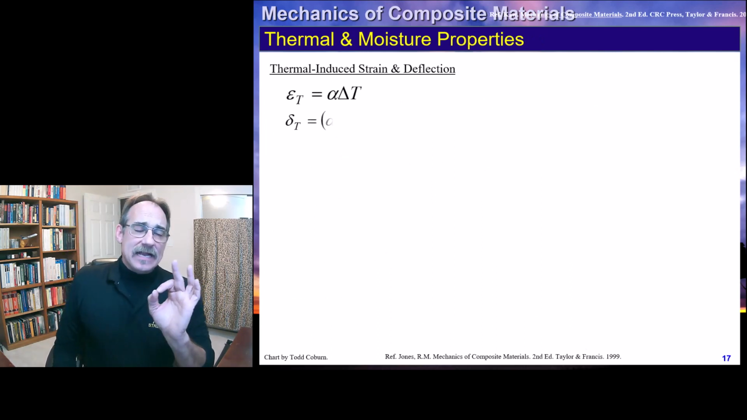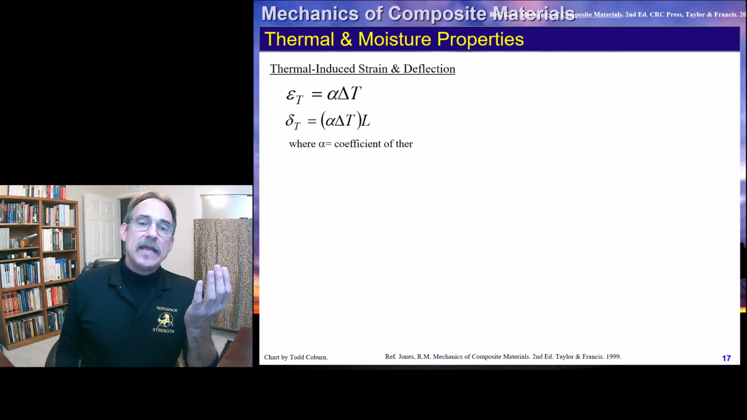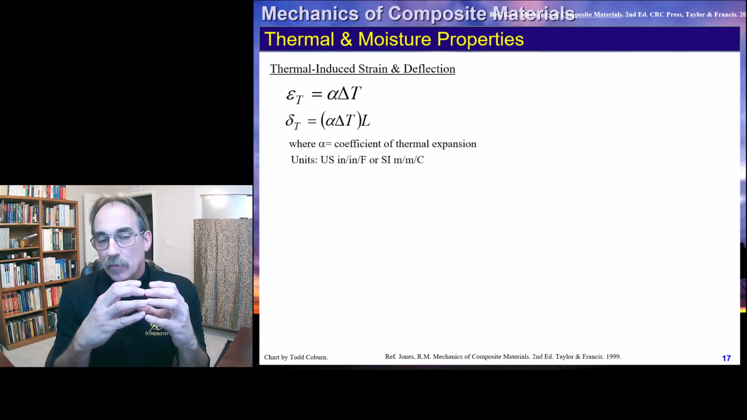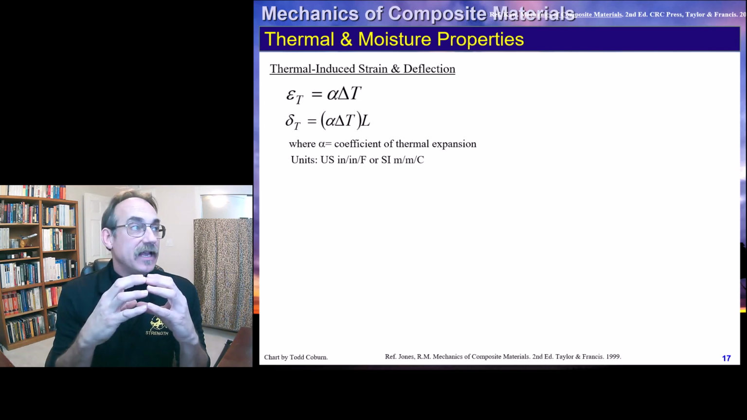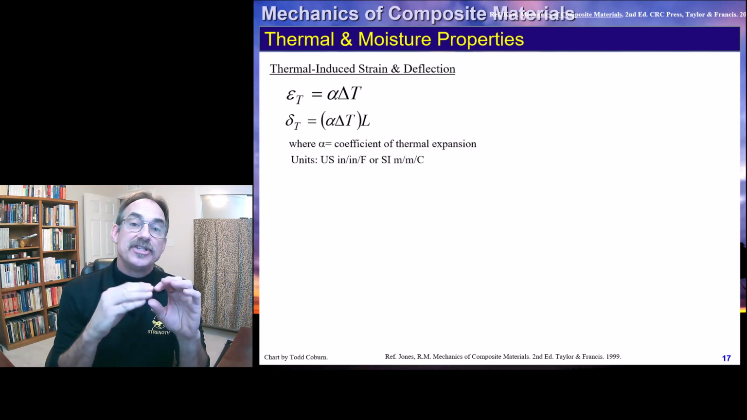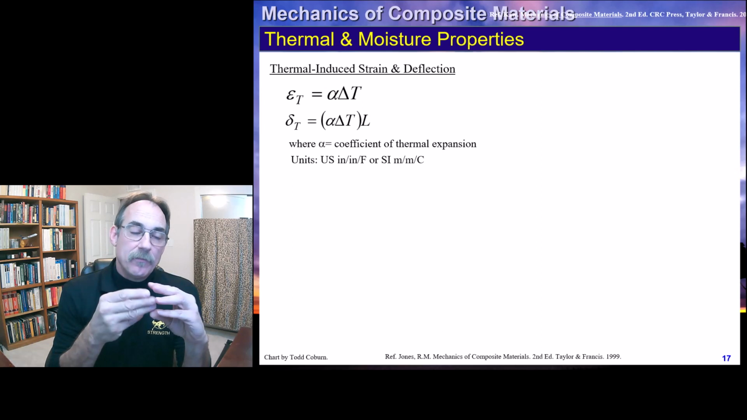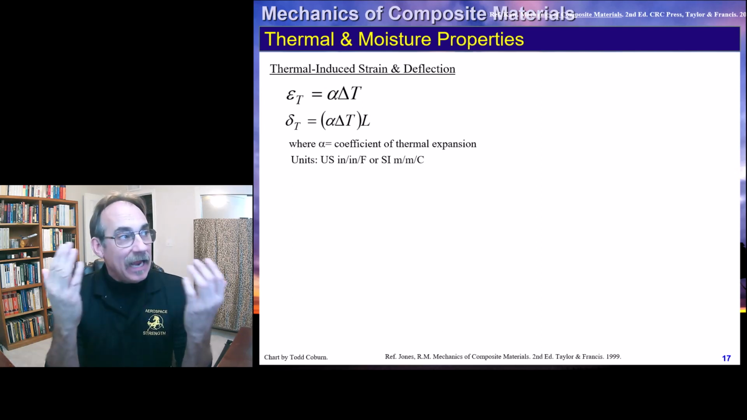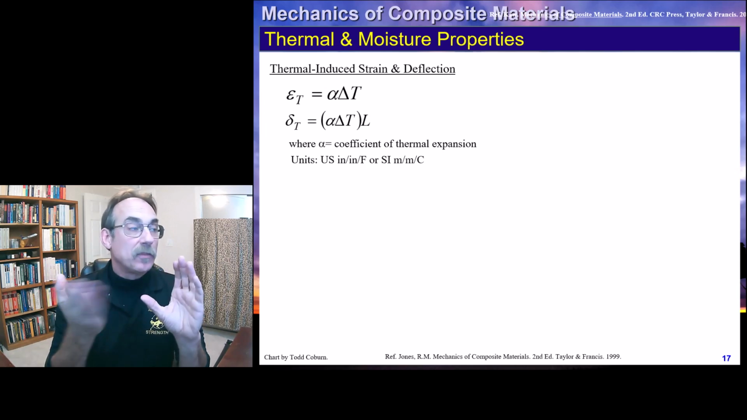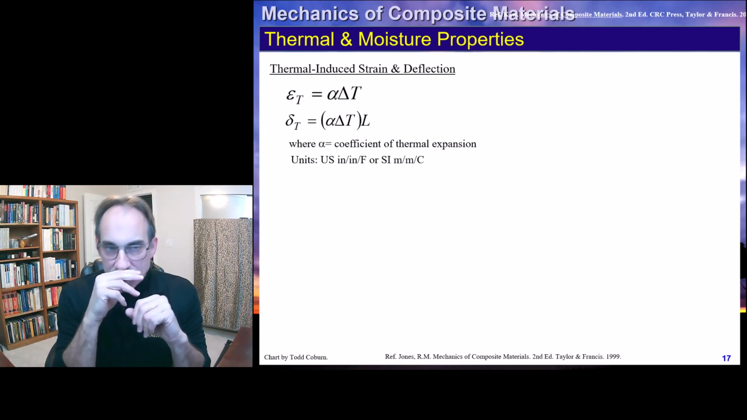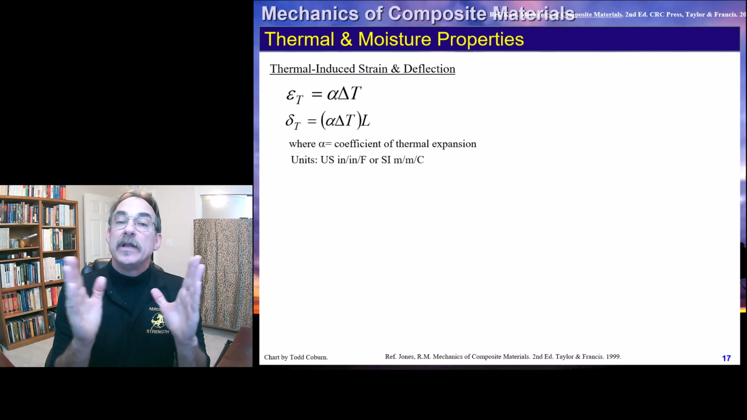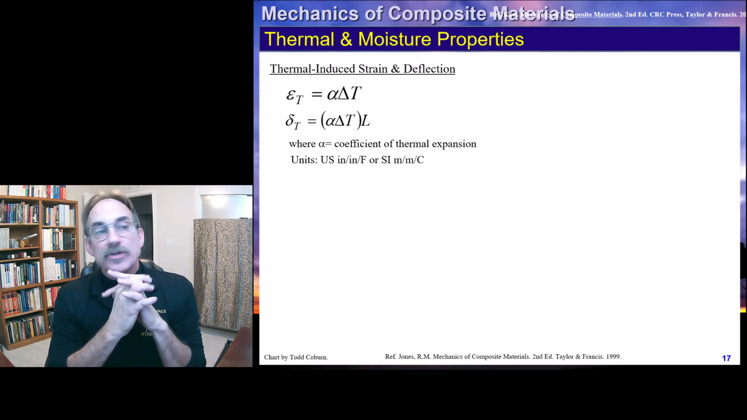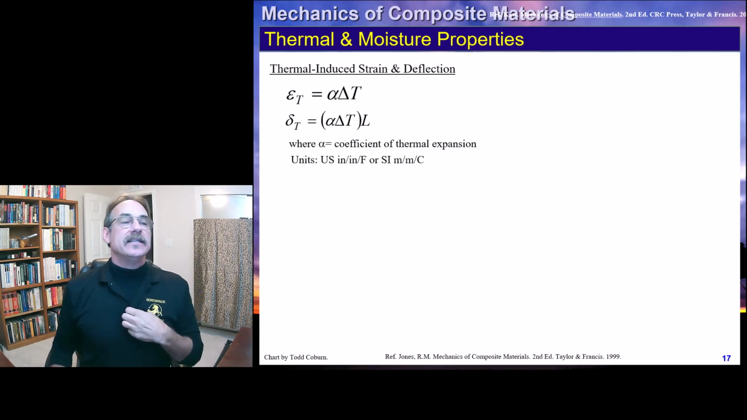Okay, another idea now is, remember, if we have a temperature change on an element, we know for isotropic metals and things that the strain is just alpha delta T, the coefficient of thermal expansion times that change in temperature. And we can estimate the deflection by just multiplying that by the original length or dimension to get how that is going to change any dimension. This was true for metals, and it's also true for composites.